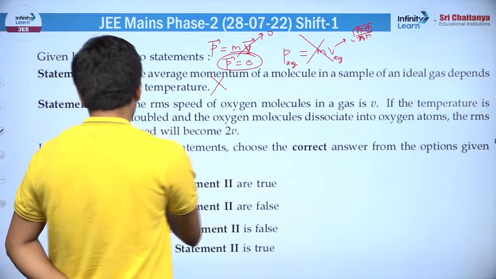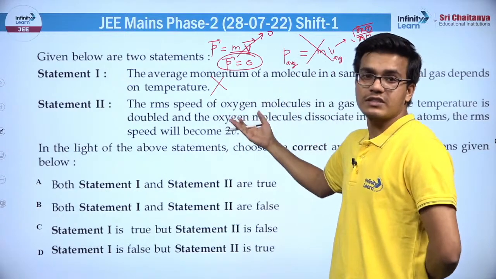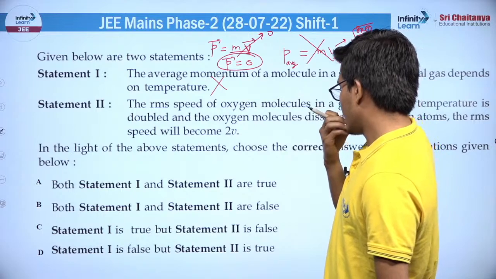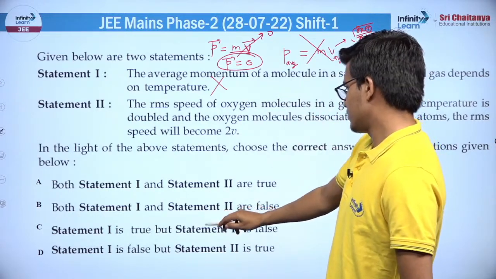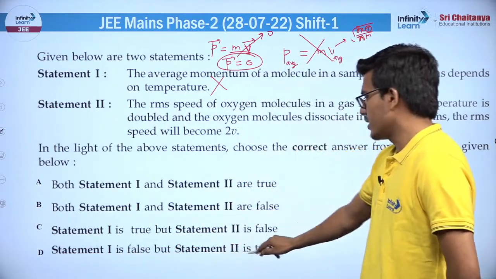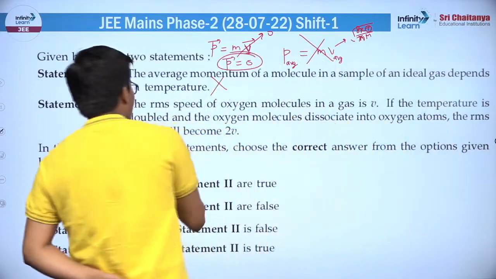If the first one is wrong, then definitely you can choose the option, and you don't have to read even statement 2 in the exam. The first one is wrong, that is given in this option only, right? So D should be my answer, but as we are solving this paper right now, we should understand the second statement also.